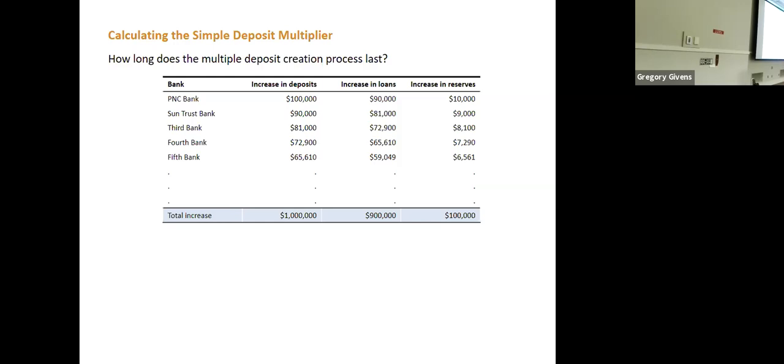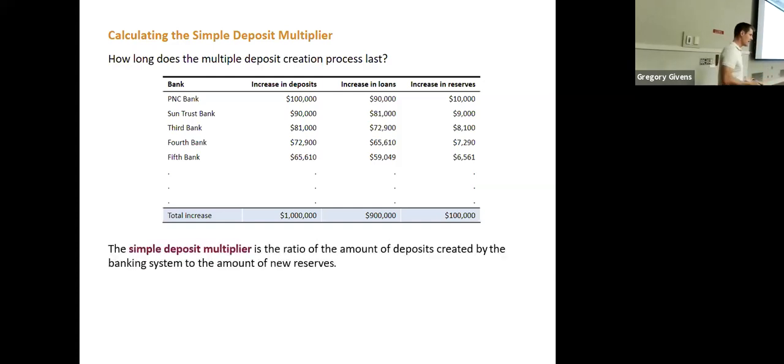So the multiple deposit expansion is going to have enough fuel to keep going until every dollar of that initial increase in bank reserves gets absorbed into the banking system in the form of reserves throughout the entire banking system, not just at Bank of America. Once all of those dollars are in the banking system in the form of reserves, no more new deposits and loans can be created from that original injection.